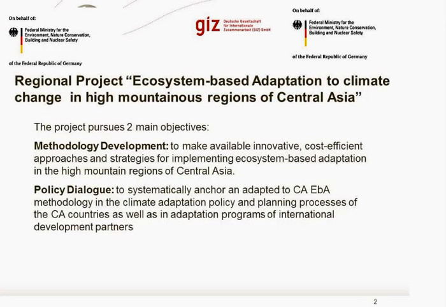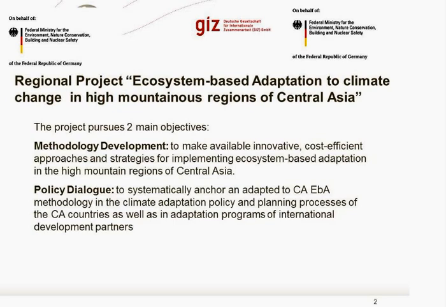Our project, maybe very, very briefly about the project. It has two main objectives. One is the methodology development, so basically to develop and make available innovative and cost-efficient approaches and strategies for implementing ecosystem-based adaptation in high mountainous regions of Central Asia.